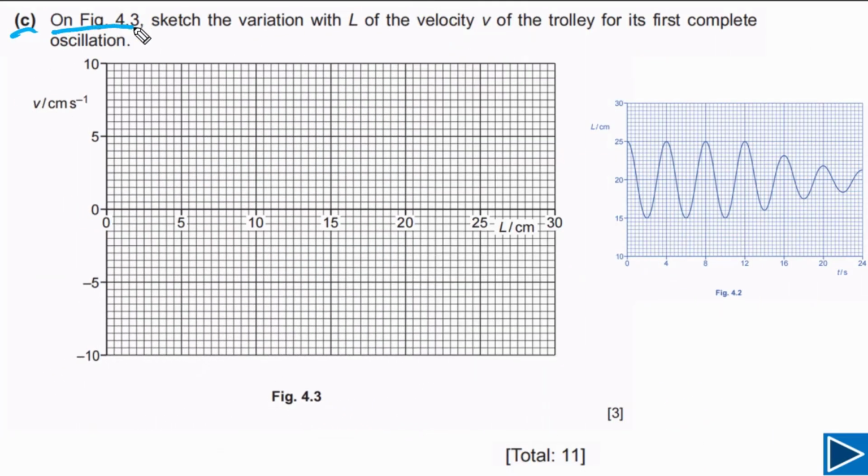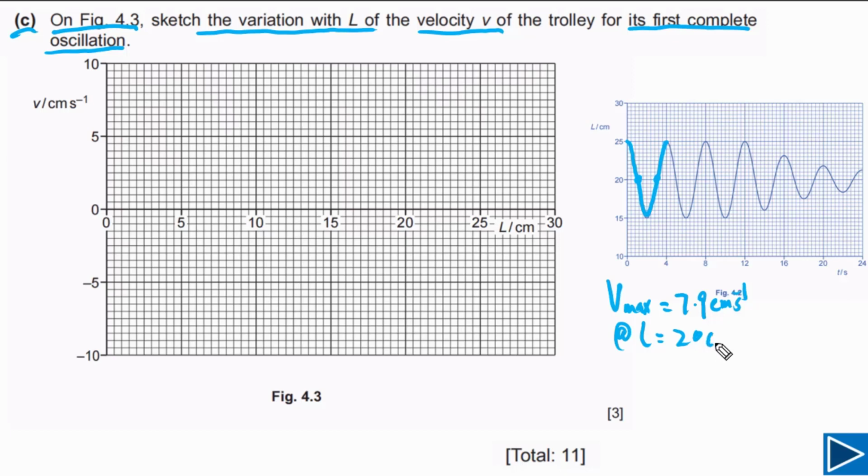For part C on figure 4.3, we need to sketch the variation with L of the velocity V of the trolley for its first complete oscillation. So this one is the first complete oscillation. You can see from here that the speed of the trolley is maximum at equilibrium, and at this point the speed of the trolley is also maximum. So simply we can say V is maximum, and the maximum value of V we have already calculated, that was equal to 7.9 centimeters per second, and this is maximum at L is equal to 20 centimeters.